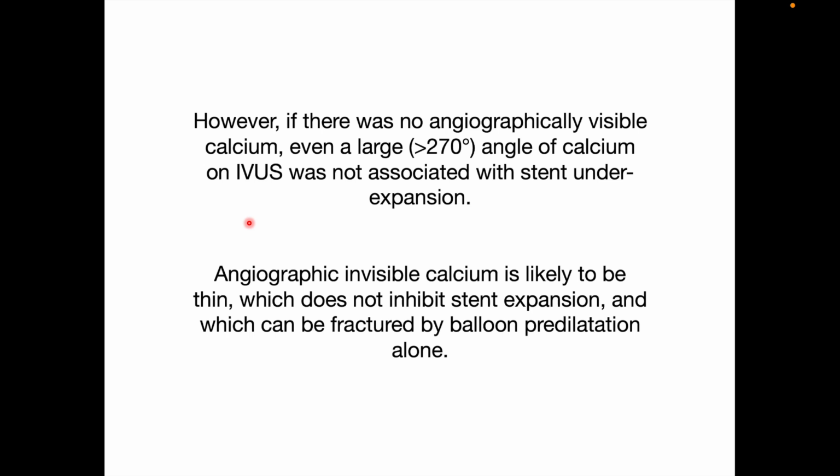However, if there was no angiographically visible calcium, so no calcium visible on angiogram, then on IVUS, even if you see a large, more than 270 degrees angle of calcium, it was not associated with stent under-expansion. So angiographically visible calcium is extremely important. And angiographically invisible calcium that you don't see is likely to be thin, which does not inhibit stent expansion and which can be fractured by balloon predilatation alone.